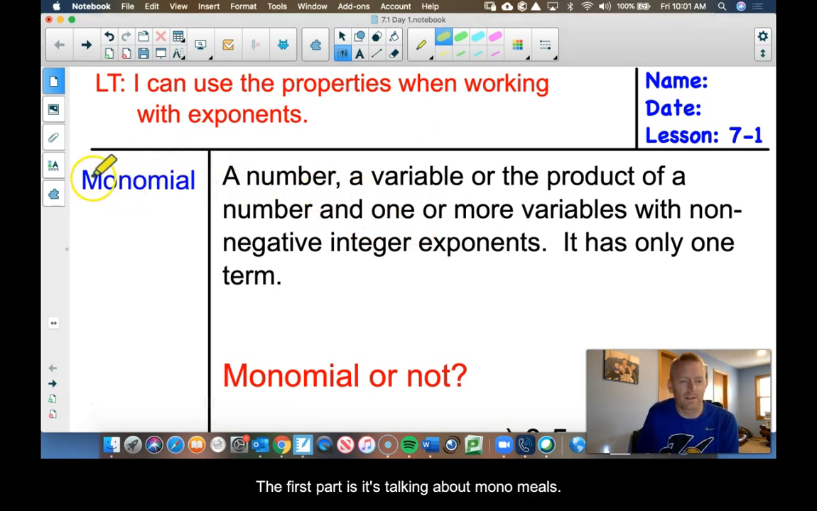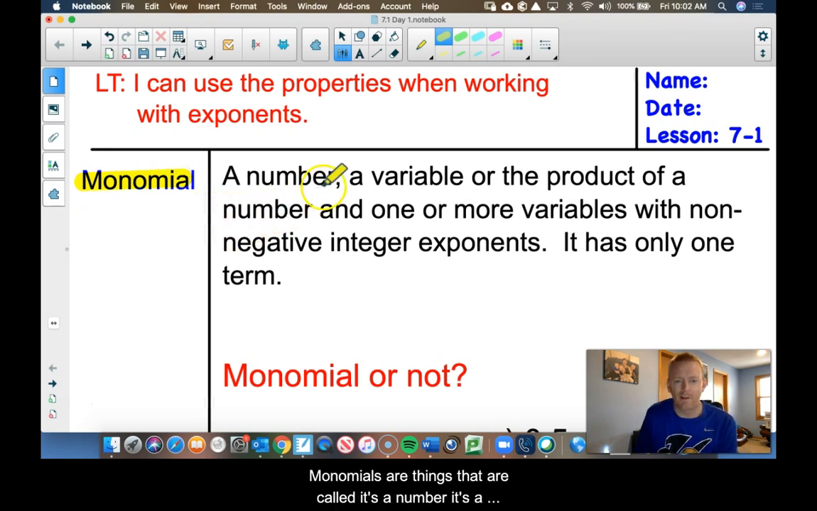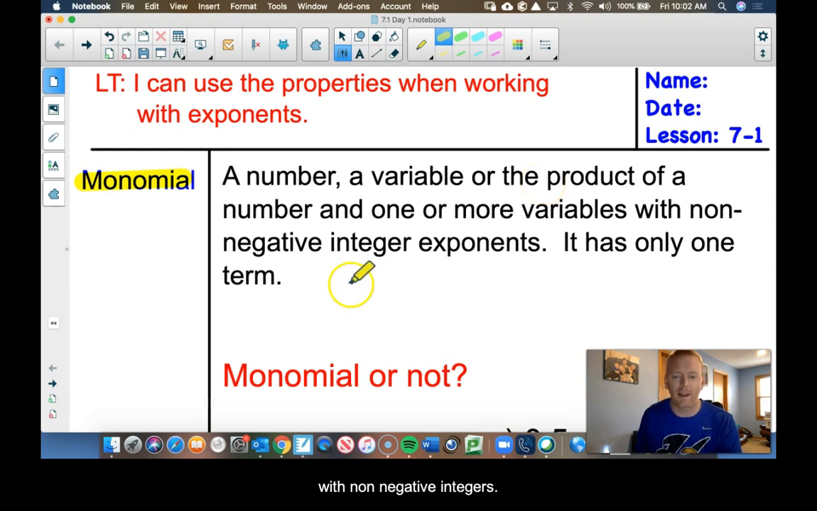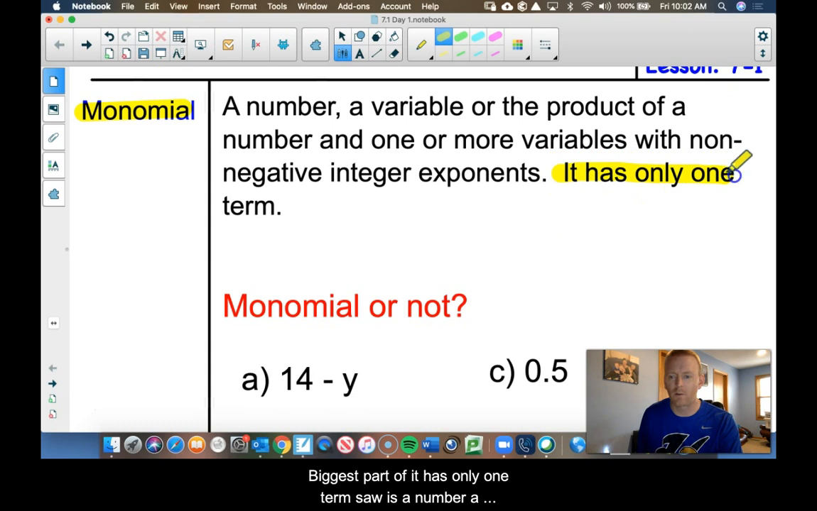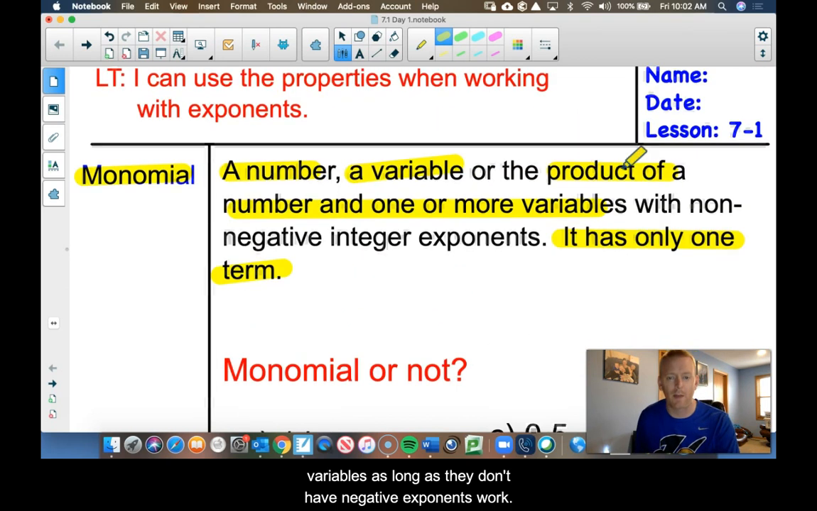So 7-1. The first part is talking about monomials. Monomials are a number, a variable, or a product of numbers and or more variables with non-negative integers. So the biggest part here is it has only one term. So it's a number, a variable, or a product of a number and more than one variable. As long as they don't have negative exponents, we're happy.